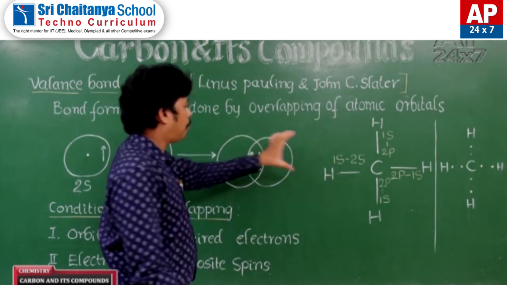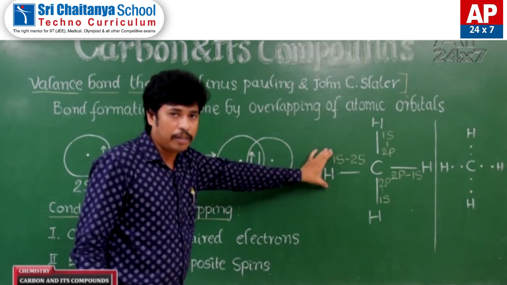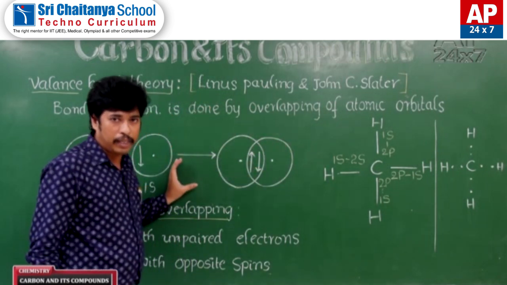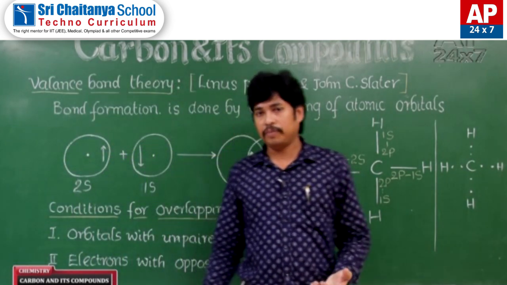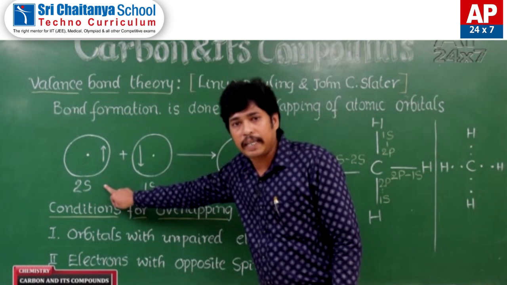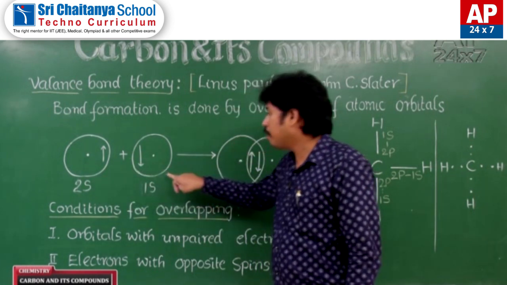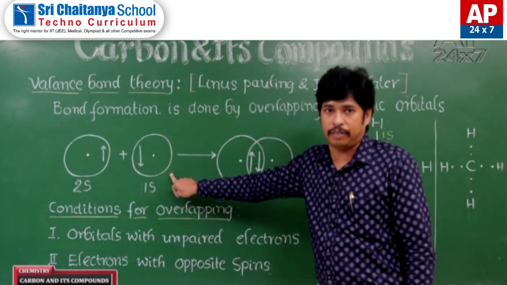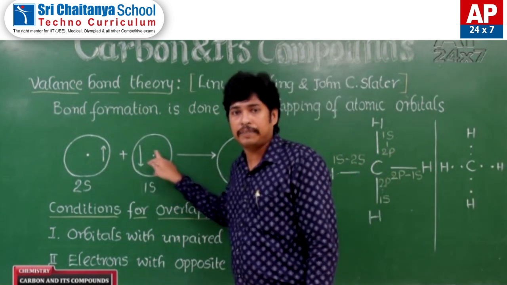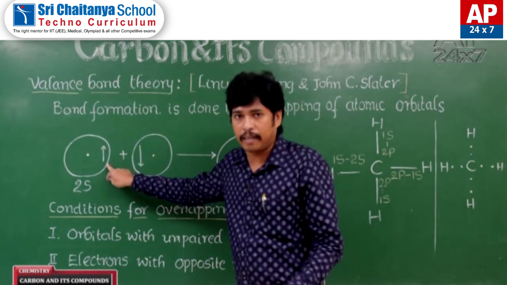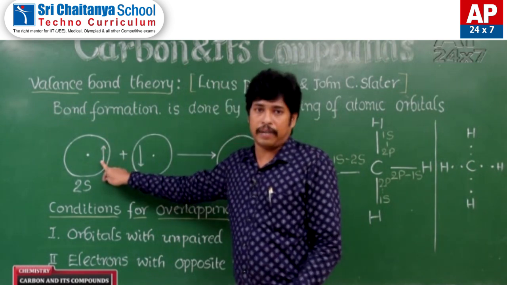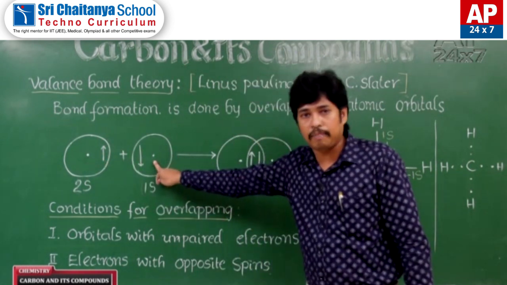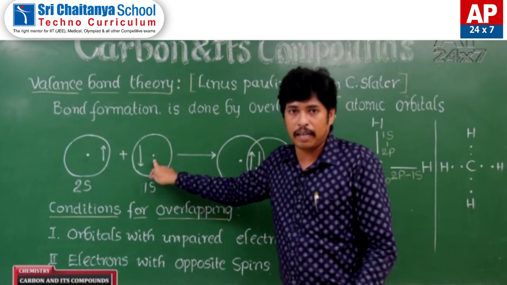So, before going to explain the methane molecule, first as per VBT, we have to observe how the overlapping process can take place. So, here I am taking the 2s subshell of carbon and the 1s subshell of hydrogen. Both subshells have unpaired electrons. There is one electron present in the 2s subshell of carbon and another electron present in the 1s subshell of hydrogen.